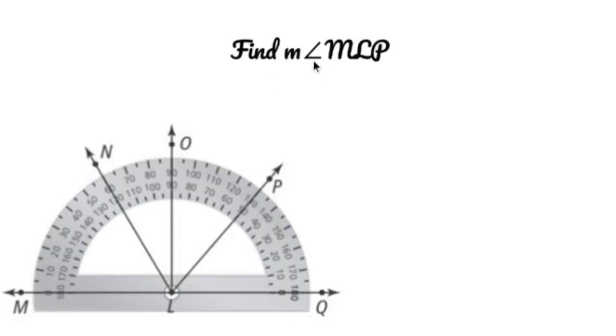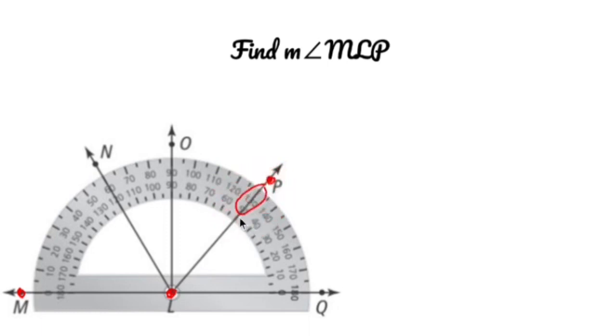Find the measure of angle MLP. Here's M, here's my vertex L, here's P. Now this angle is clearly greater than 90. So when we measure starting from N, hit L and go over to P, we're looking at two numbers.